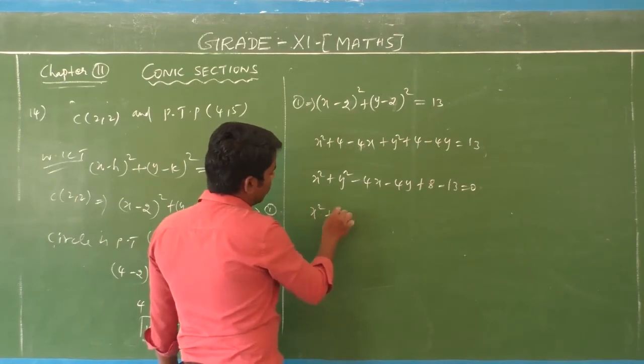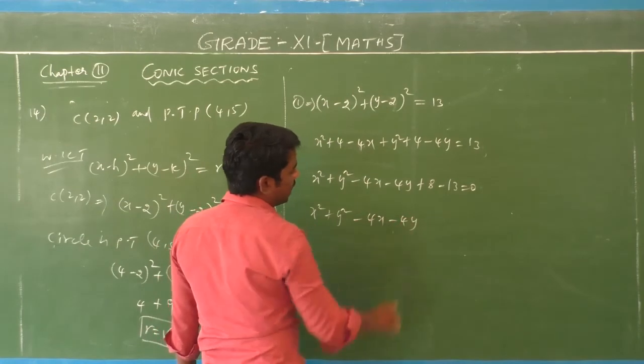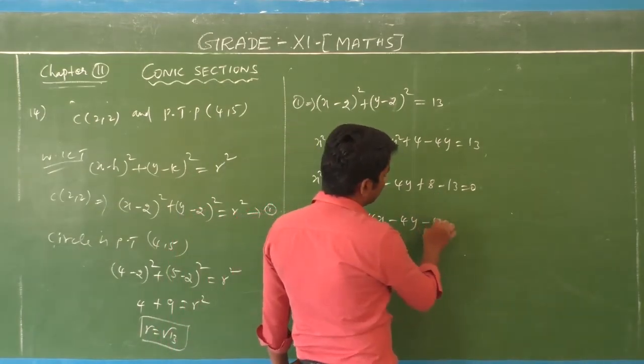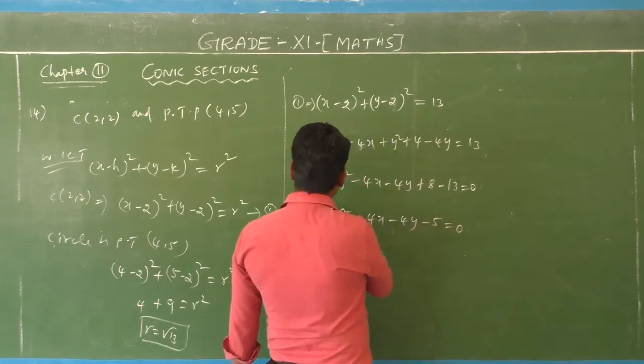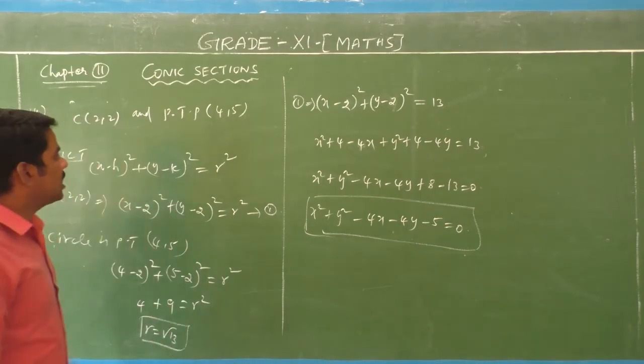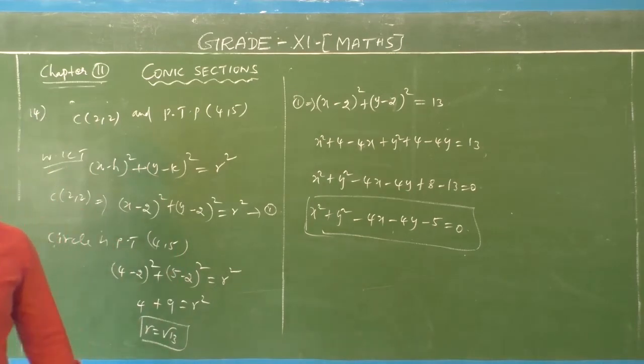So the equation of the circle is x square plus y square minus 4x minus 4y, 8 minus 13 is minus 5, equal to 0. This is the equation of the circle. The circle passes through (4, 5) and the center is (2, 2). Okay, right.